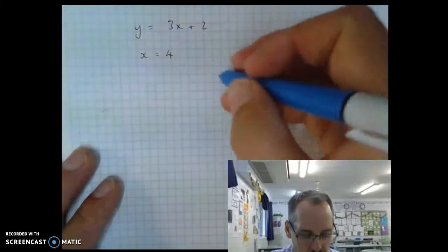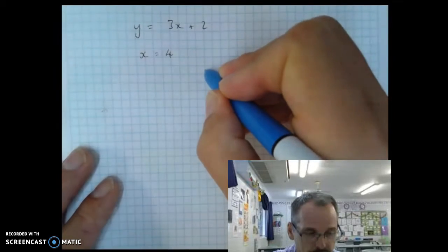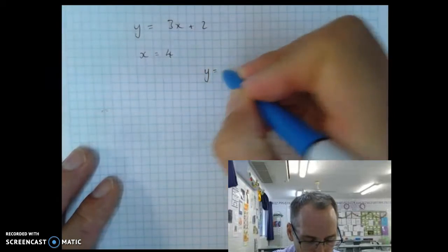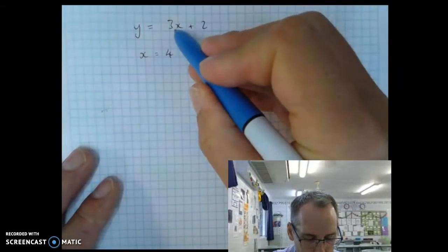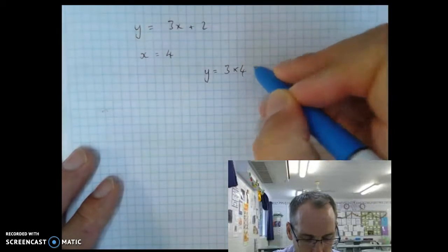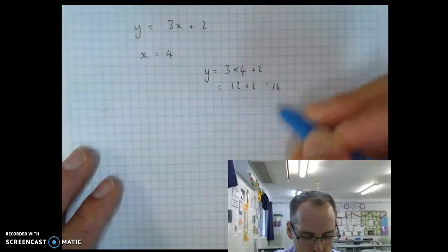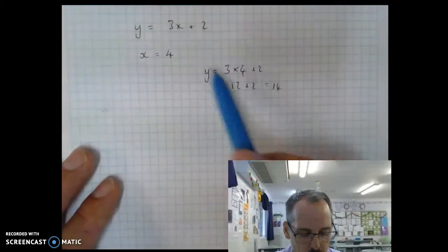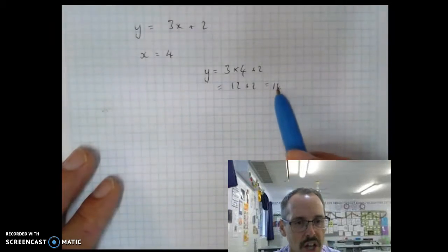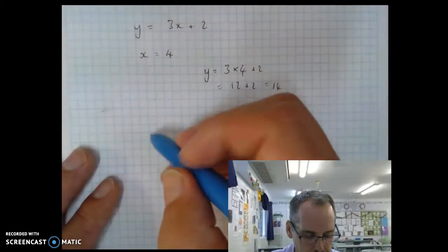And my year 7 and 8 students can do that, where they would then go, well, if x is 4, we would go y equals 3 times 4 plus 2, which equals 12 plus 2, which equals 14. So therefore, when x equals 4, y equals 14. And we could show that on a graph as well.